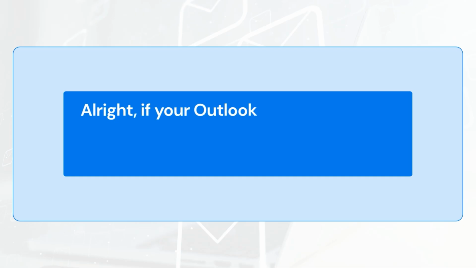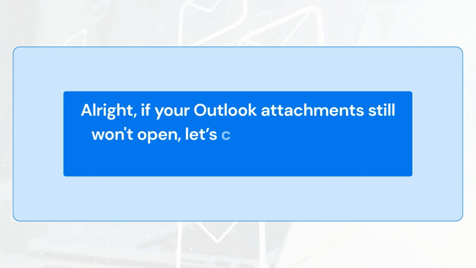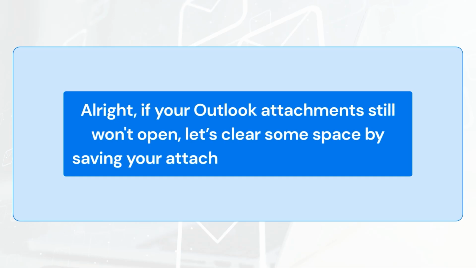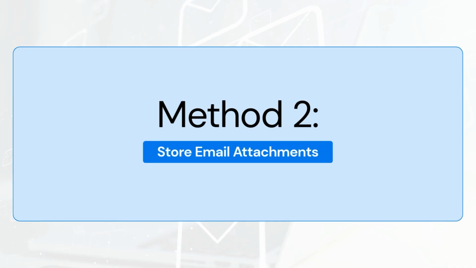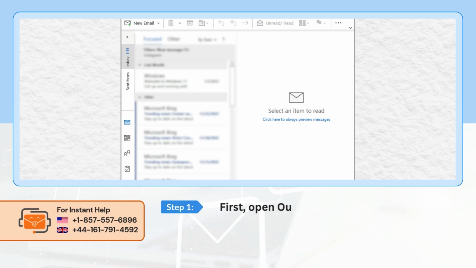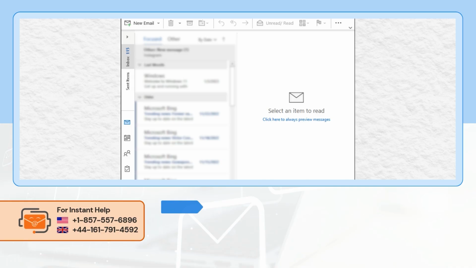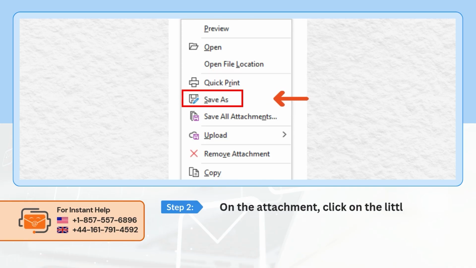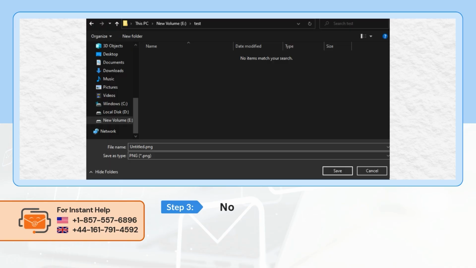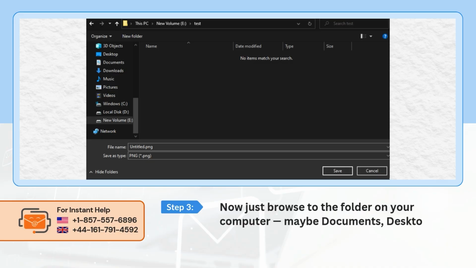Alright, if your Outlook attachment still won't open, let's clear some space by saving attachments outside Outlook. Method 2. Store email attachments. First, open Outlook and then open any email that has attachments you want to save. On the attachment, click on the little drop-down arrow and choose Save As. Now, just browse to the folder on your computer, maybe Documents, Desktop, or any custom folder, and click on Save.